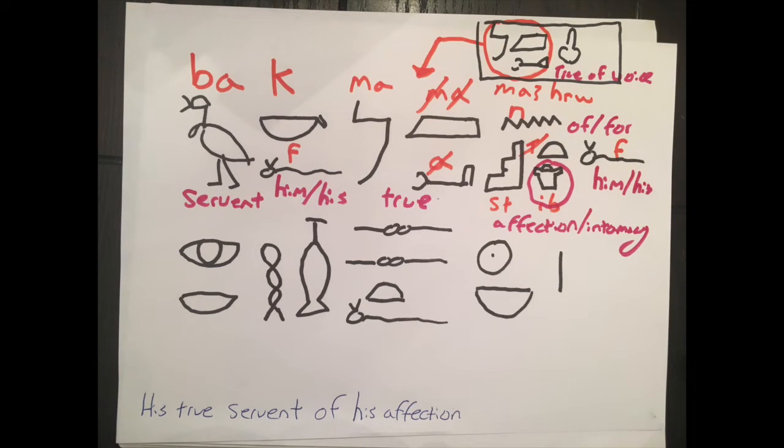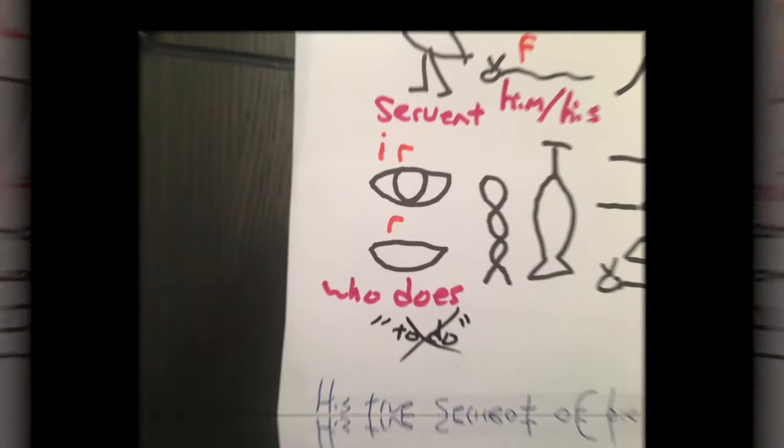So putting it all together, so far we've got "his true servant of N, his F, true affection." All right, so he seems to like his servant very much. Let's find out what the servant does and when he does it.